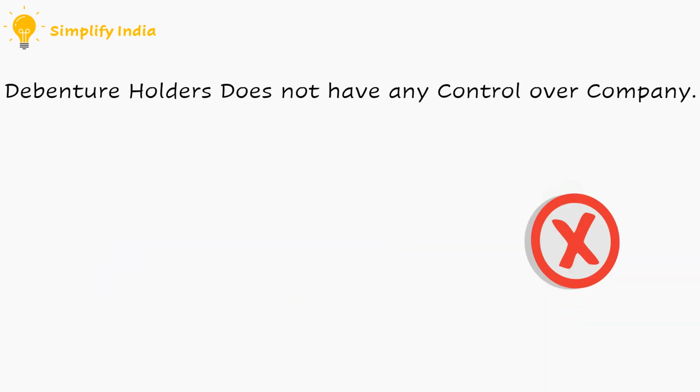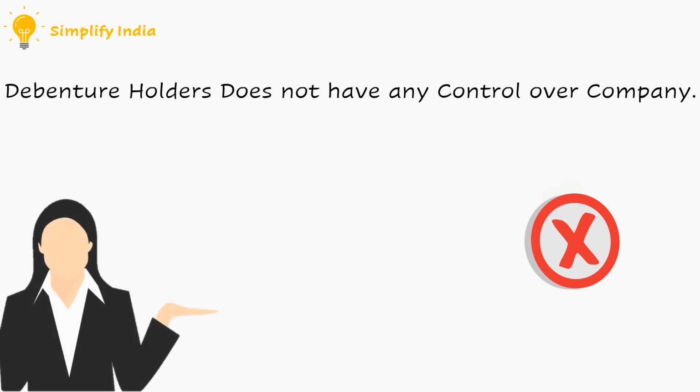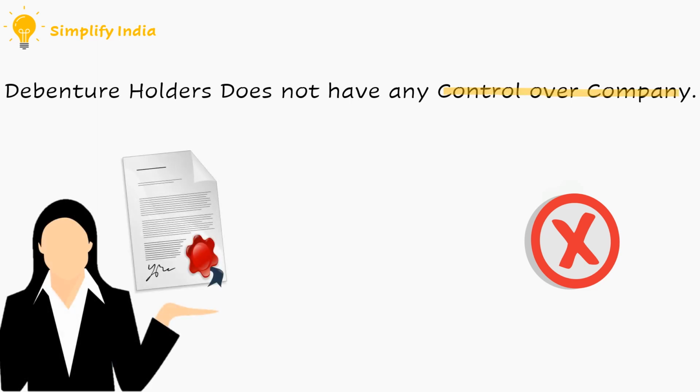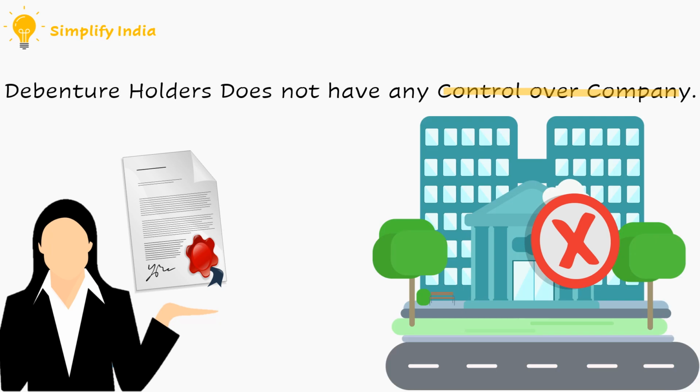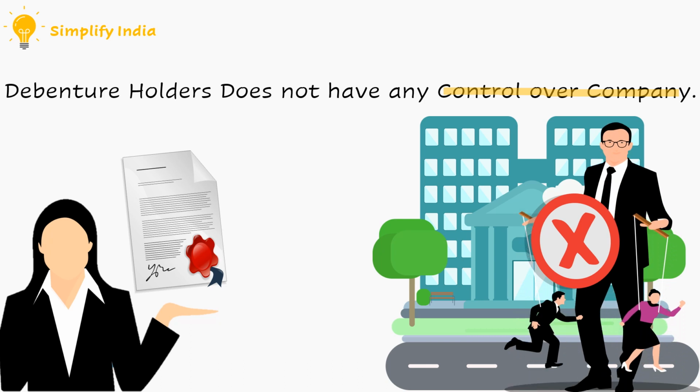Next, debenture holders do not have any control over the company. Here, control means voting power. Equity shareholders, who are the owners of the company, enjoy voting power in the company, whereas debenture holders are just creditors of the company and do not enjoy any control over it.